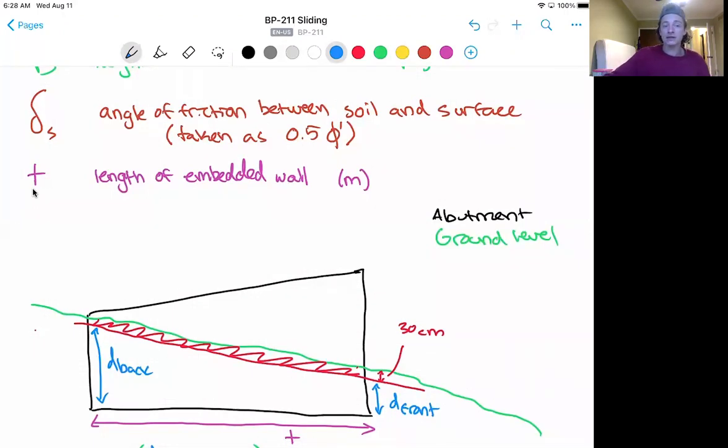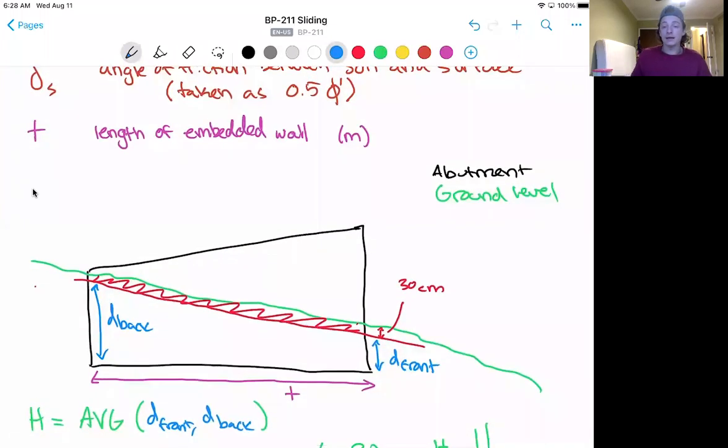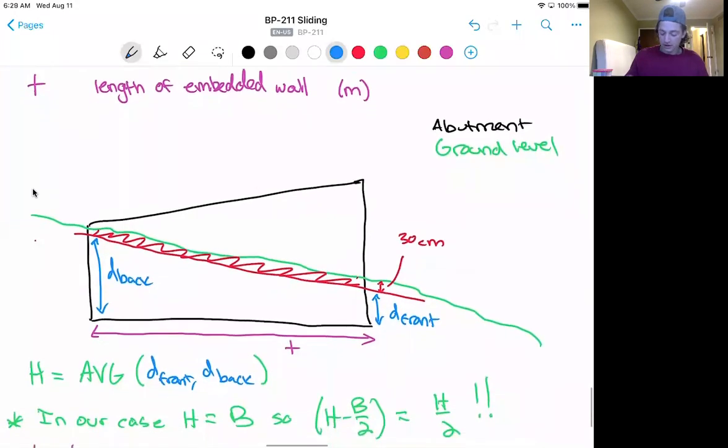So from 30 centimeters down, we can take the average of the front and back embedments, here D front and D back, and this will give us our value H, which is our embedment into the soil. Now, in our case, embedment is actually equal to the wall height, or we can take this to be the same term: the wall height that is under the soil, under that 30 centimeters of soil. So H equals B, and our term from above will simplify to just H over 2.